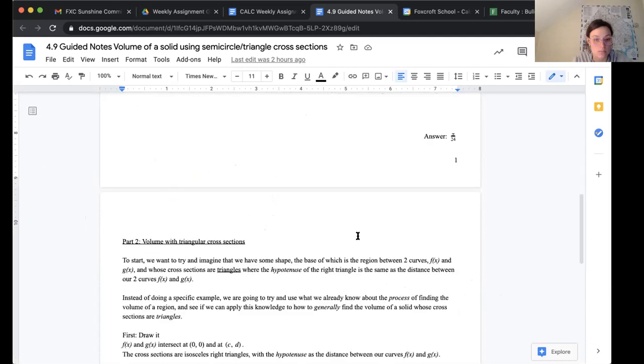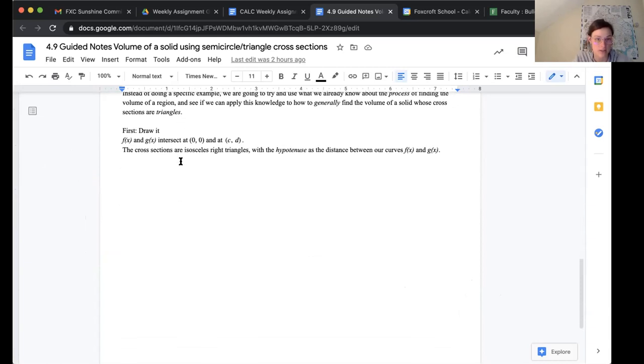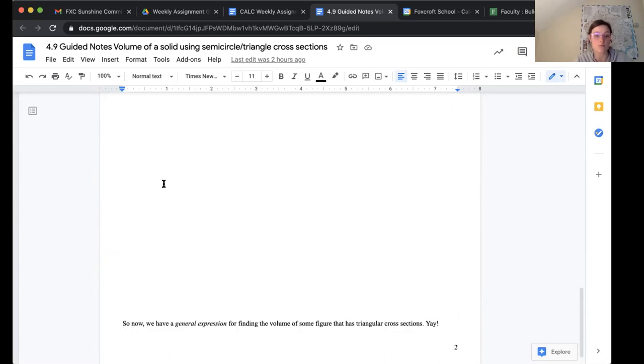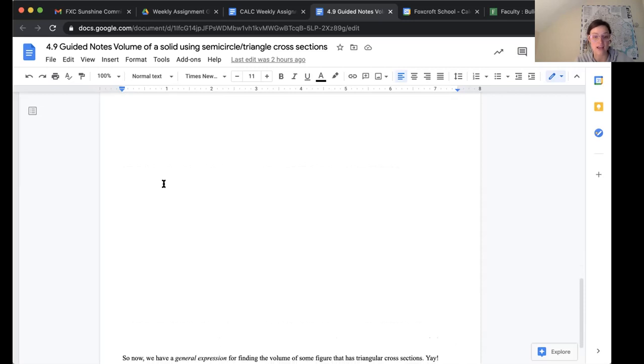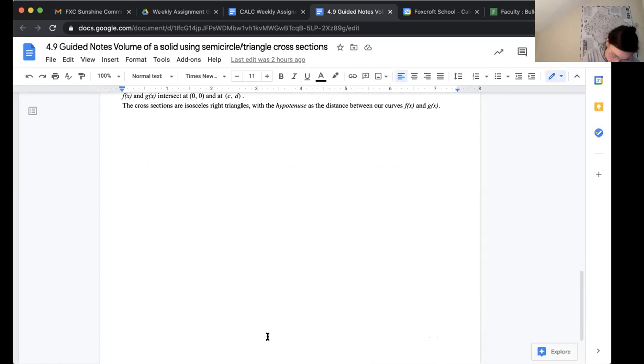Okay, let's move on to triangular cross sections. So to start, we want to try and imagine that we have some shape, the base of which is the region between two curves, f of x and g of x, and whose cross sections are triangles, where the hypotenuse of the right triangle is the distance between our two curves. So instead of doing a specific example for this one, we're going to use the process that we know to find a general expression for finding the volume of some figure that has triangular cross sections. So let's start with a picture.